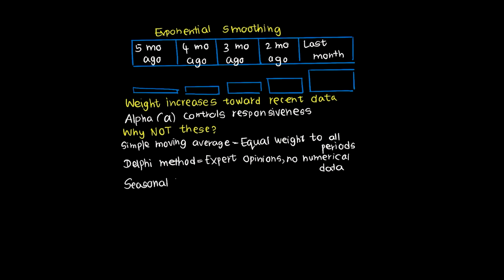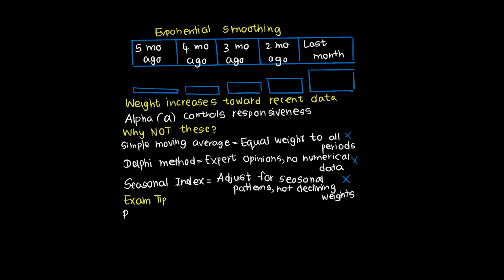A seasonal index adjusts a baseline forecast for predictable seasonal patterns. It handles the timing of demand swings within the year, but it is not a method that applies declining weights to progressively older data. Here's a WGU C215 OA exam tip for you.